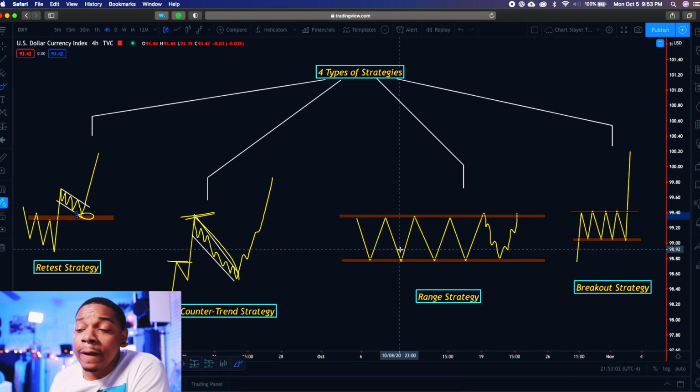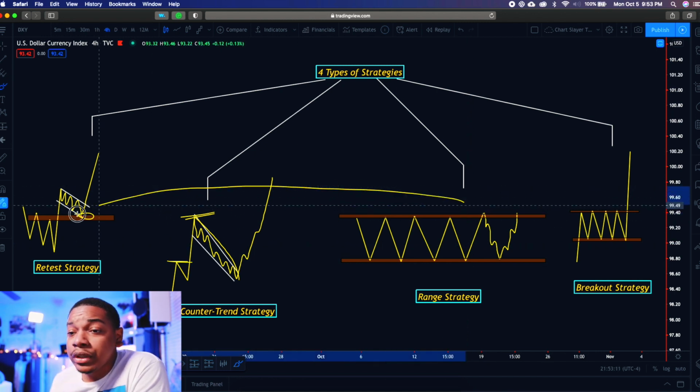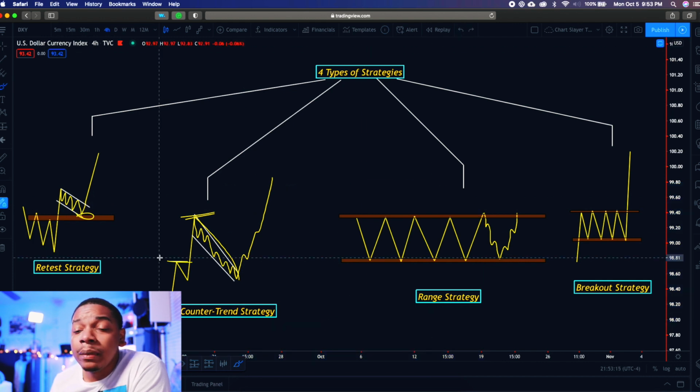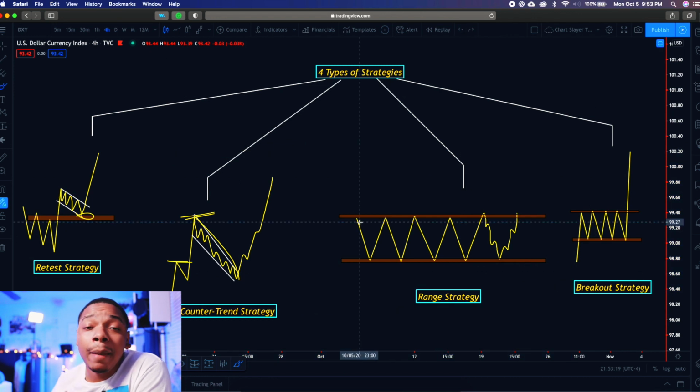The third one is the range strategy. I actually love range strategy. The strategy that I use encompasses all three of these together, which is the retest strategy. But how I trade it helps me be able to trade all of this, which is why I believe, in my opinion, it is the easiest strategy.